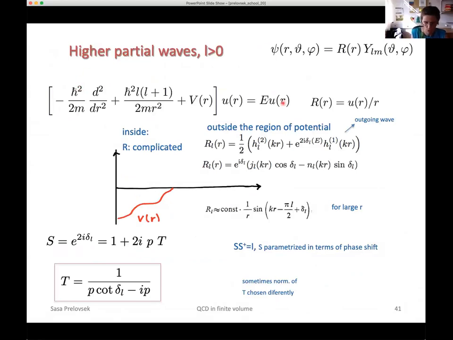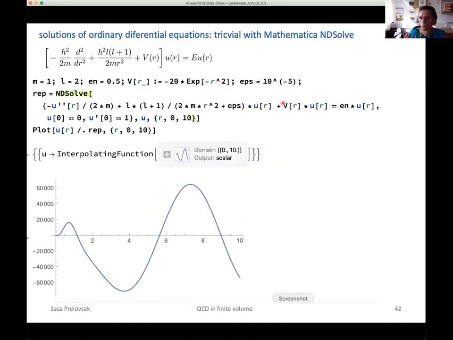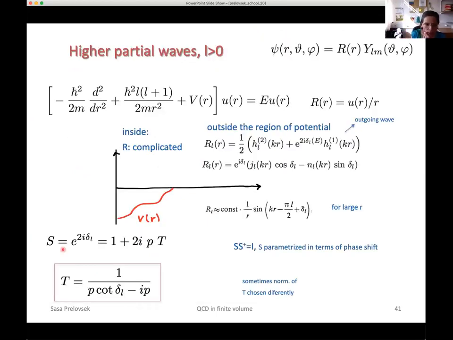Actually, this is not difficult at all. If you have Mathematica, I'm just giving you how to do that. You need to solve this equation. You basically write the equation and use 2 boundary conditions on this unknown function nu, and use NDSolve, and Mathematica will spit out the result. So this is easy, okay? So for an arbitrary potential, you get a solution inside the range of the potential.